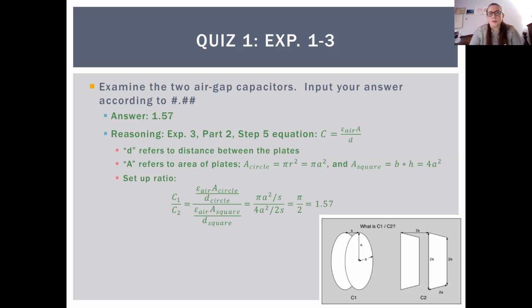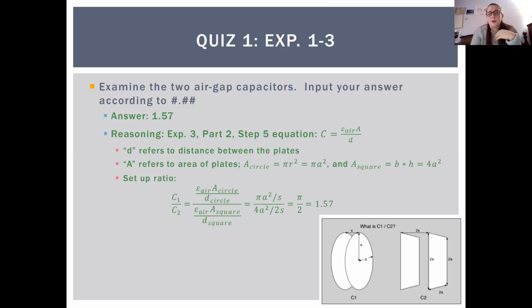So C equals epsilon of air, which is just a constant, times the area of the plate divided by the distance separating the 2 plates. And so since we have 2 different shaped plates, we have 2 different area equations. So the first one, C1, is a circle. The area of a circle is pi r squared. And in this case, the radius is a. So our area for that plate is pi a squared. And then if we look at our square, the area of a square is base times height. So 2a times 2a gives us 4a squared for that area.